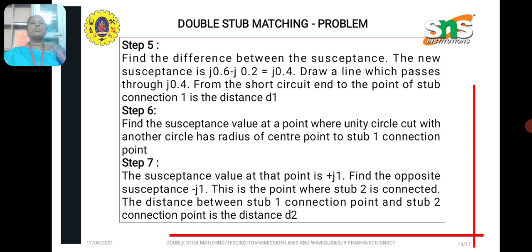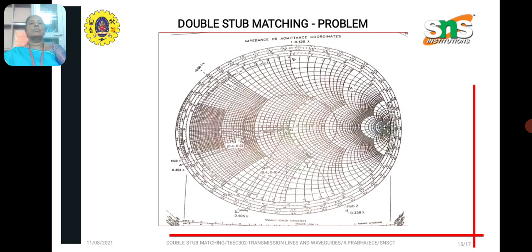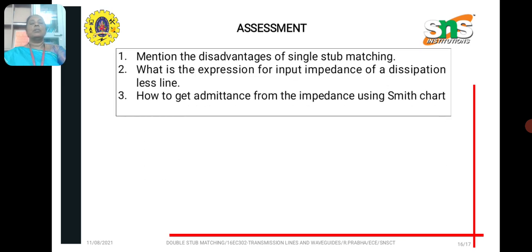Next we find the susceptance value at the point where the unity circle cuts another circle, which has its radius from the center point of the stub 1 connection. In step 7, the susceptance value at that point is plus or minus j1. The opposite susceptance, minus j1, is obtained. This is the point where stub 2 is connected. This is shown solved in the diagram.